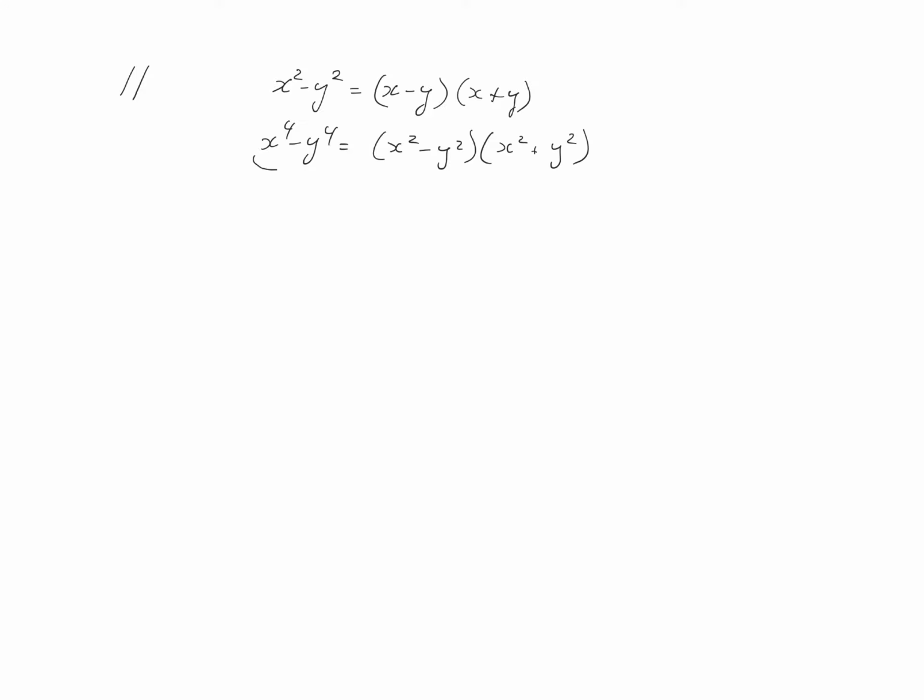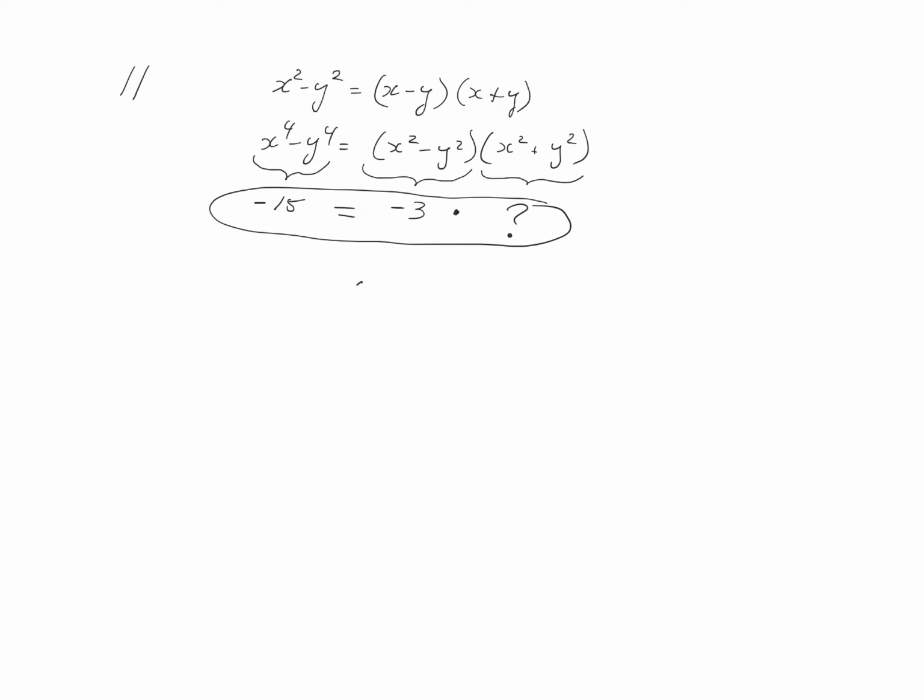Now, they've told you that x to the fourth minus y to the fourth is equal to negative 15. They have told you that x squared minus y squared equals negative 3. And they are simply asking you for the value of x squared plus y squared. So the question that remains is basically, can you answer this question right here? What is the question mark? Well, it's 5. So the answer is A.